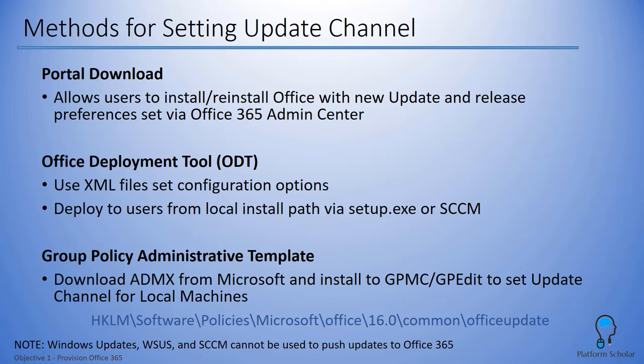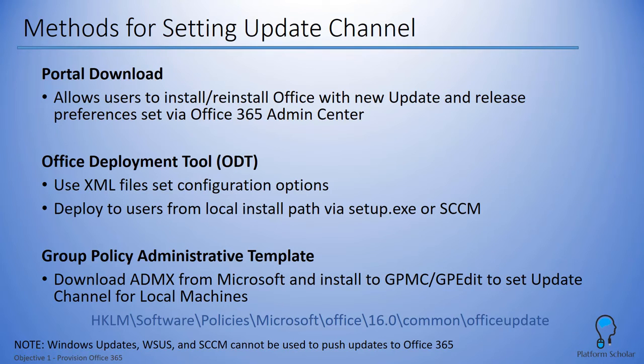There are 3 methods of setting the channel and release preferences for your Office users. The first method is to set the default settings for downloads of Office from the Office 365 admin portal. As mentioned before, the Business and Business Premium accounts will default to current, while the Enterprise or Pro Plus accounts will default to deferred. By default, nobody in any organization will be part of the first release or Office Insider programs. If you choose to deploy Office via the ODT, either using setup.exe or SCCM, you can configure the update channel and release preferences within the XML configuration file.